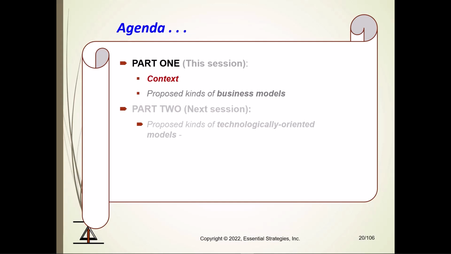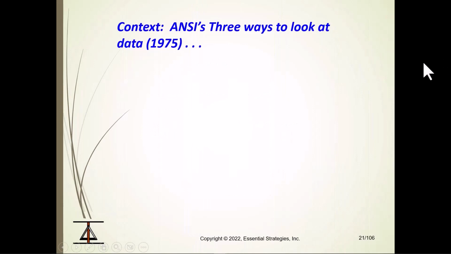Part 1, context. In 1975, the American National Standards Institute, ANSI, came up with three ways to look at data. Each of us comes to his job with a particular mental map of the world. This is an array of things that we've learned throughout our lives, plus the relationships among them that we understand to be true. This mental map is called by ANSI an external schema.